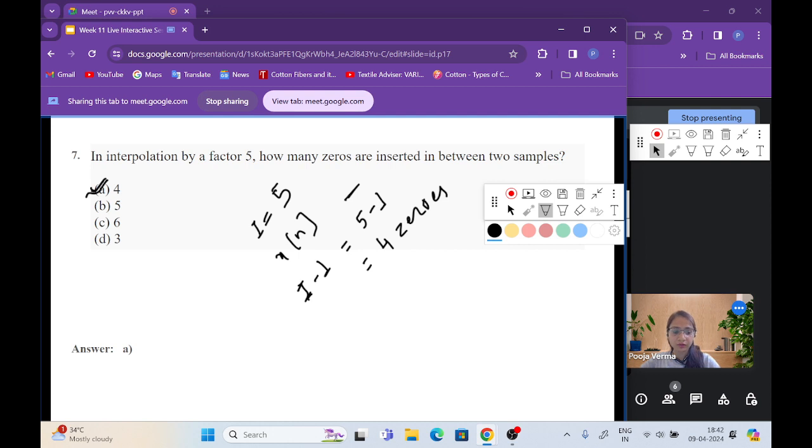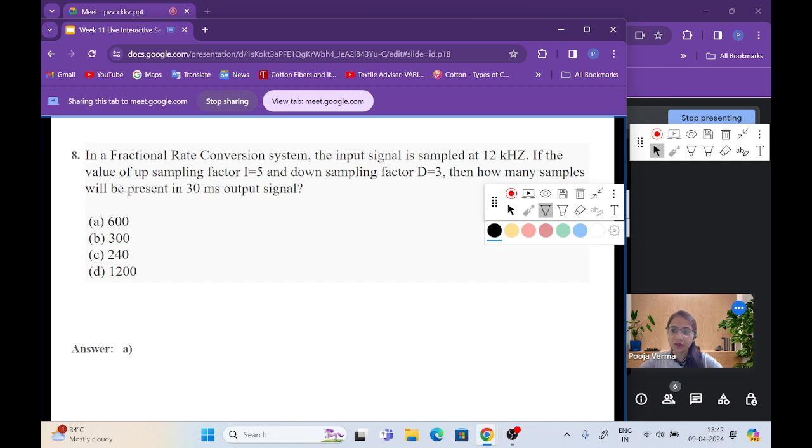Okay, so moving to the next question. I hope all of you got this question. In a fractional rate conversion system, the input signal is sampled at 12 kHz. If the value of upsampling factor I is equal to 5 and downsampling factor D is equal to 3, then how many samples will be present in a 30 millisecond output signal?